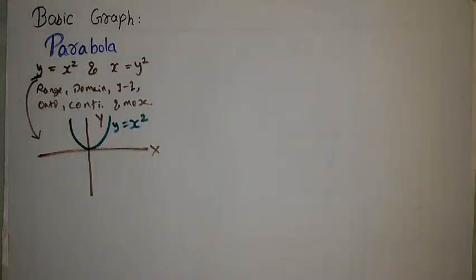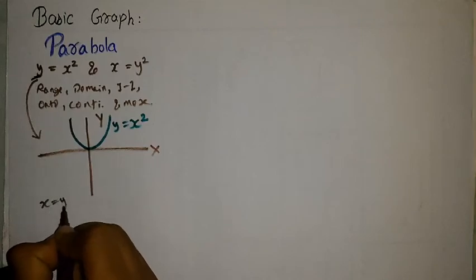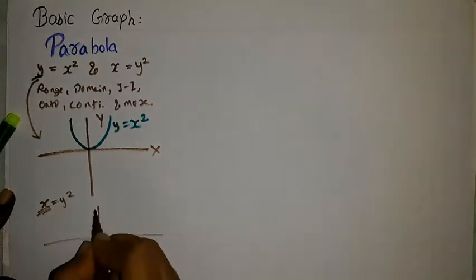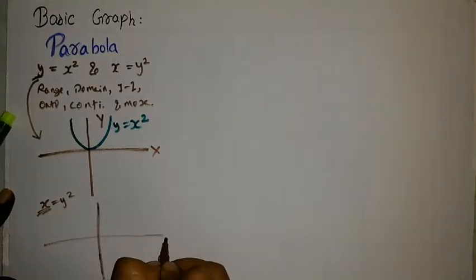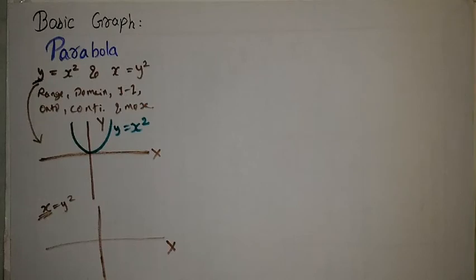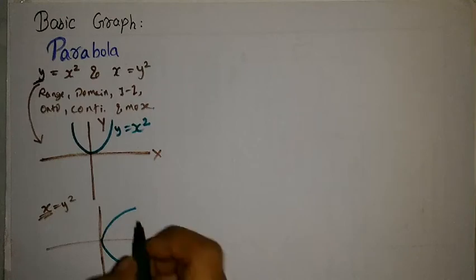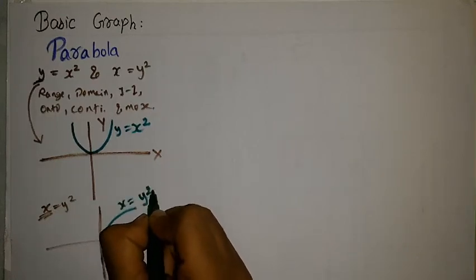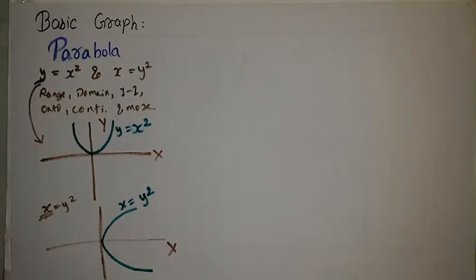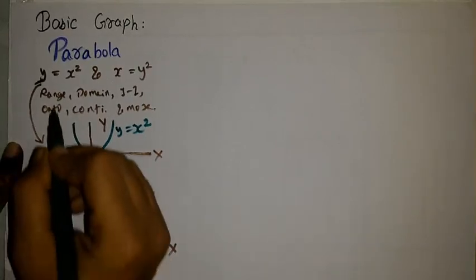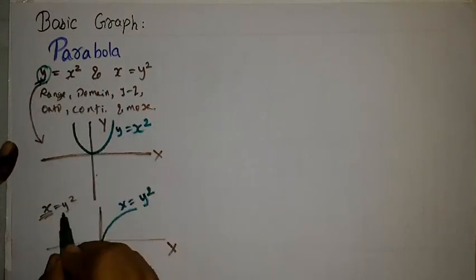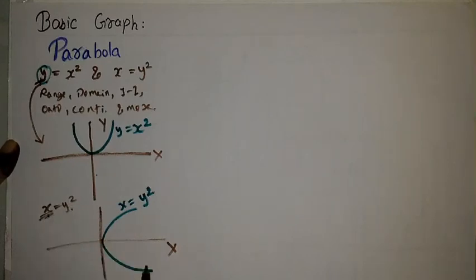And when it is x is equal to y square, then the main axis will be the x axis. So the graph will be like this. This is the graph of x is equal to y square. If you have doubt, you can remember it like this: when it is y is equal to x square, the y axis is the main axis, and when x is equal to y square, the x axis is the main axis.